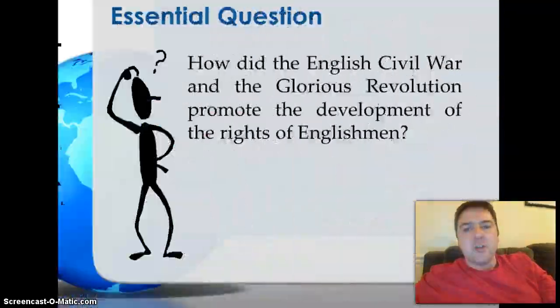The essential question we're trying to answer in this presentation is how did these events, the English Civil War and the Glorious Revolution, promote the development of the rights of Englishmen?